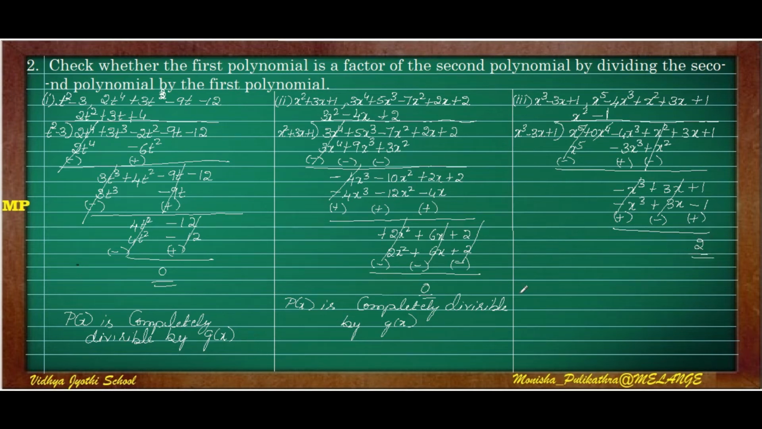Since we have a remainder, p of x is not completely divisible by g of x. I hope you understood this.